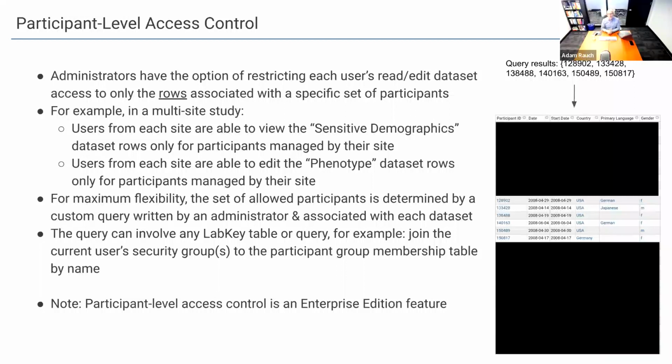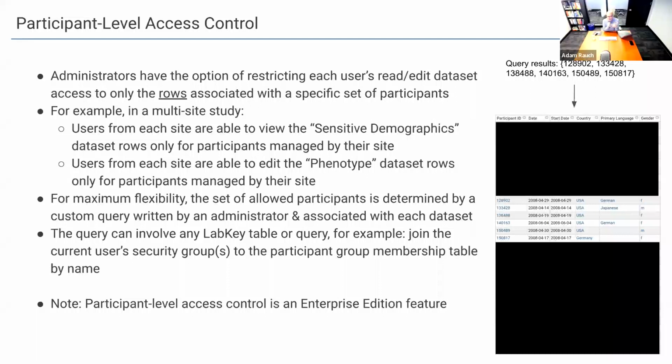So in this case, administrators have the option of restricting each and every user's dataset access to only a specific set of rows associated with the participants that that user is allowed to see. So again, useful to talk about an example. Let's take a multi-site study. Let's say, in fact, I've got a 50-site study. It's a global study where 50 sites are contributing data to a single study.